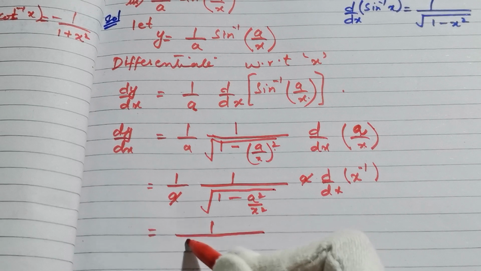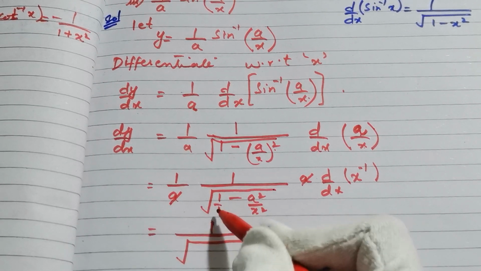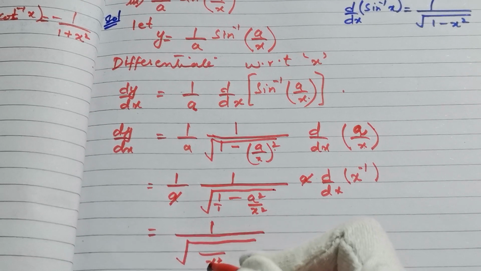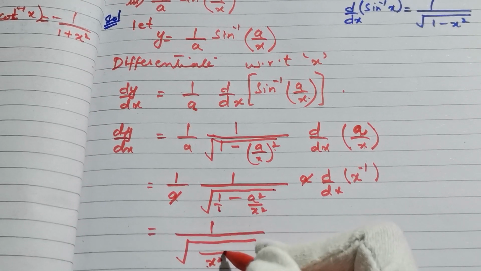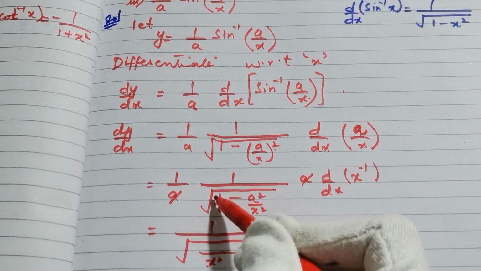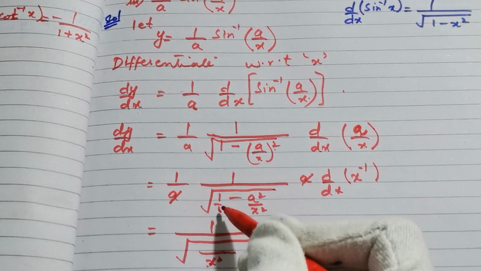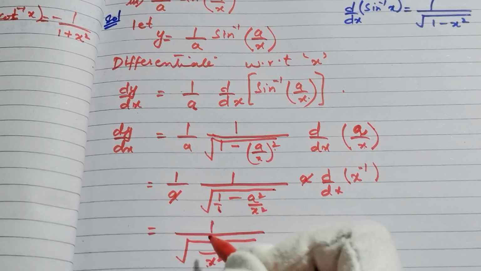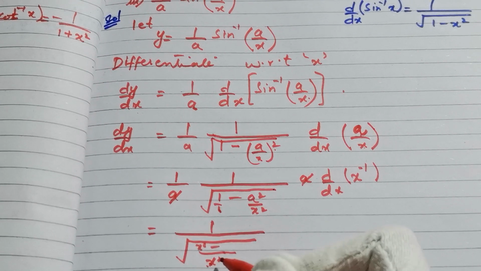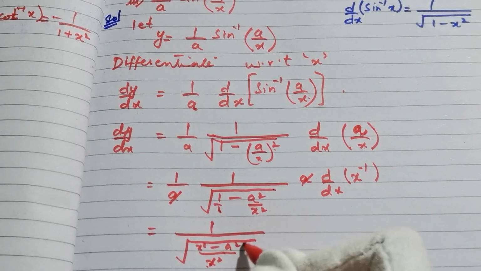1 by under root, now we will take the LCM, x square. Divide by the denominator, and the answer we get is multiplied by the numerator. x square divided by 1 gives x square, multiply by 1 gives x square, minus a square as it is, all divided by x square, so what we get is x square minus a square over x square.